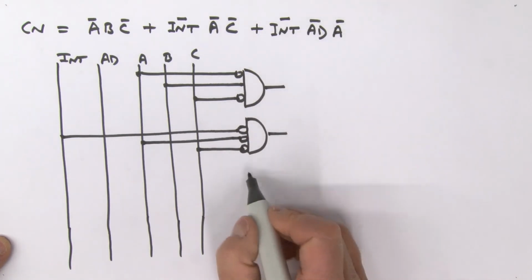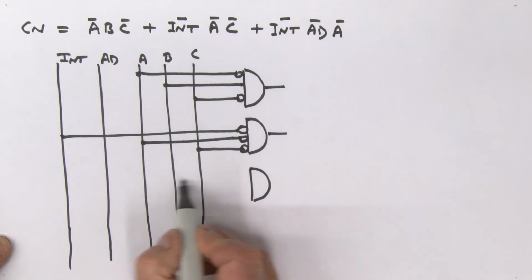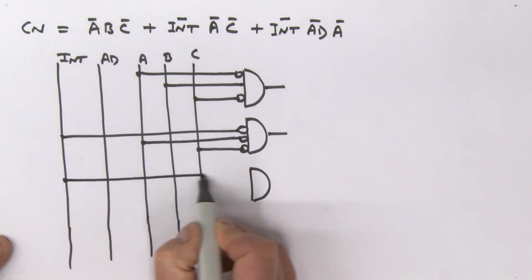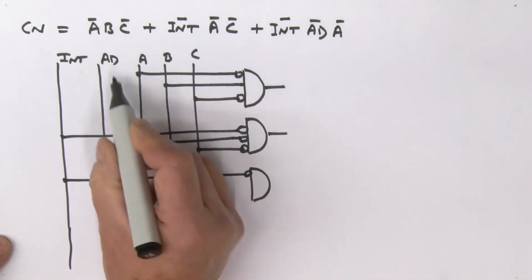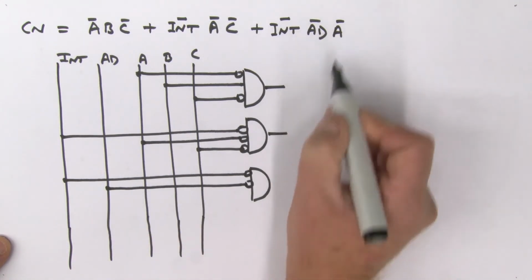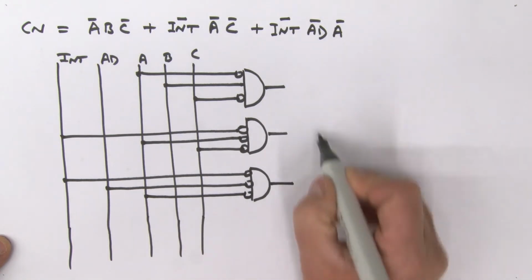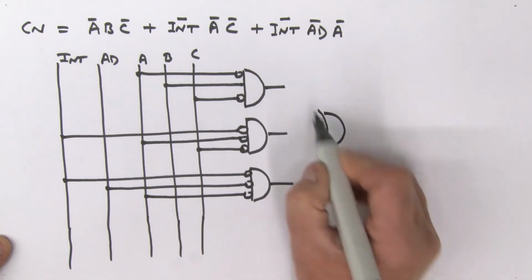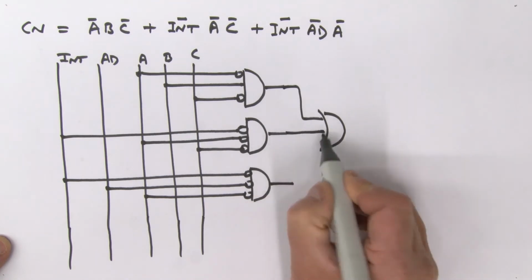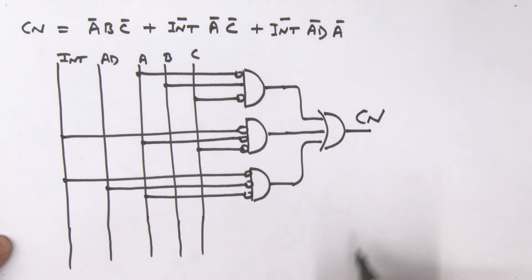Last product term. It's my gate. What have I got? INT bar. So I'll grab INT, invert it. AD bar, so I'll grab AD, invert. And then I've got A bar, so here is A and invert. All right, I'm going to OR these guys together, like so. And then, of course, the output over here is CN.